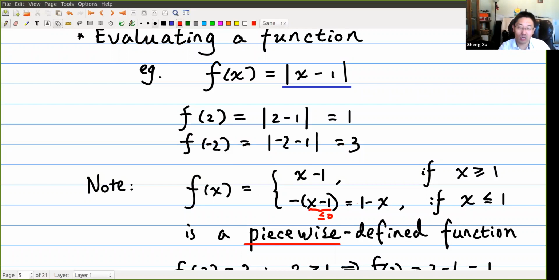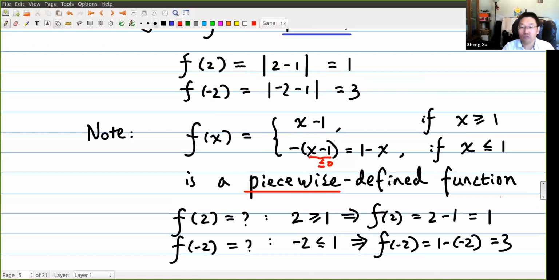Piece by piece, okay? Of course, if I don't tell you f(x) is the f value of x minus 1, and I just give you a function like this, I ask you, what is f(2)? You say, oh, 2 is greater than or equal to 1, or less than or equal to 1? Of course, 2 is greater than or equal to 1. Then I should use this formula to compute, right? So f(2) would be 2 minus 1, which is equal to 1.